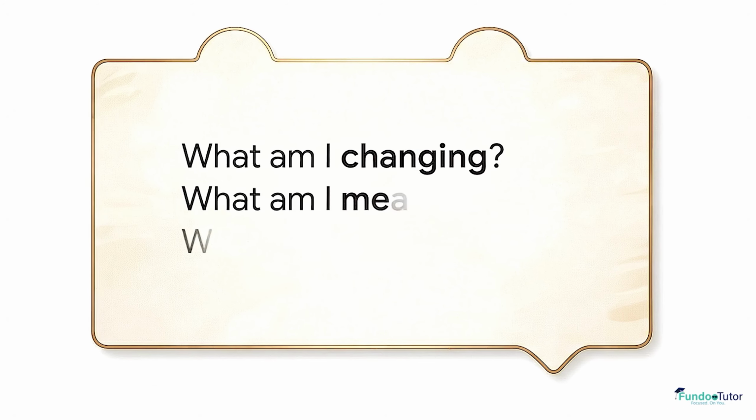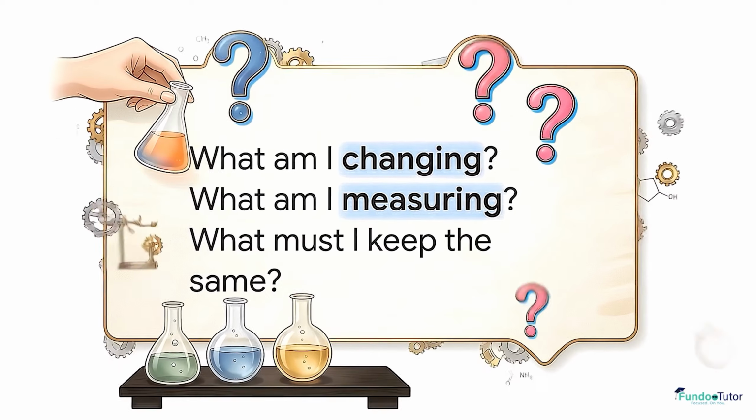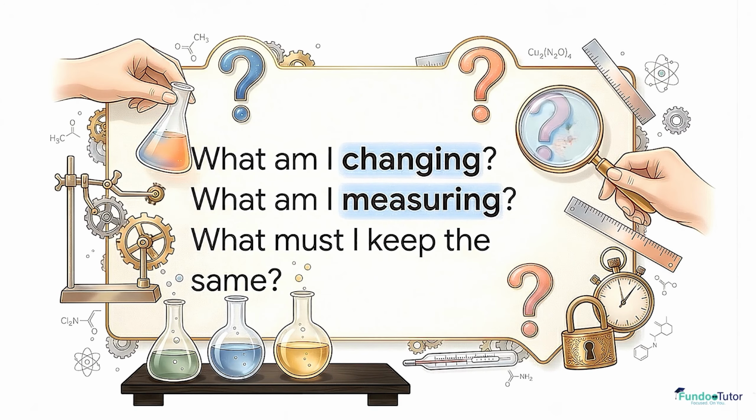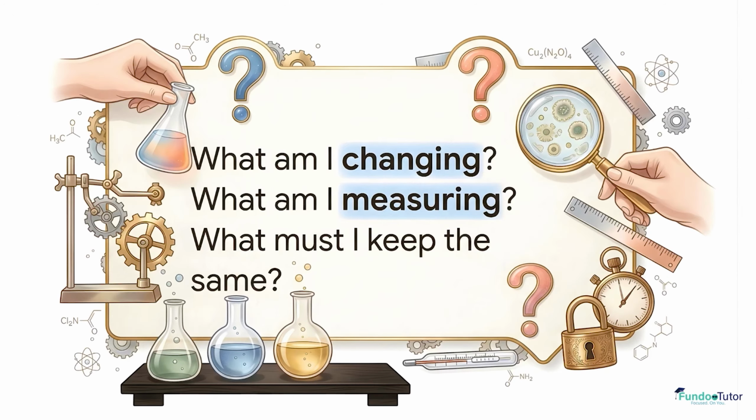Seriously, as soon as you read the question, just ask yourself these 3 things. Figuring out your independent, dependent, and control variables is the absolute foundation of your whole plan. Get this part right, and everything else just flows logically from there.